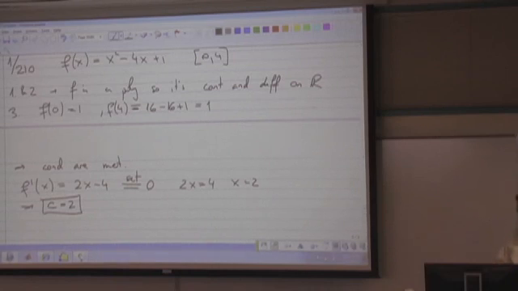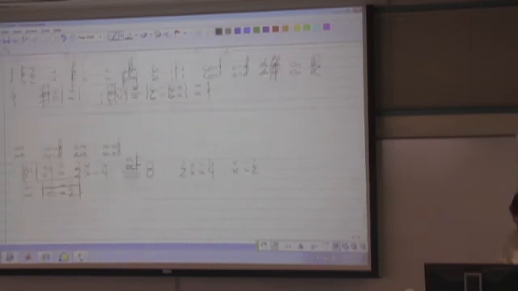Do you want to see another one, or should we look at the mean value theorem? Let's look at the mean value theorem.